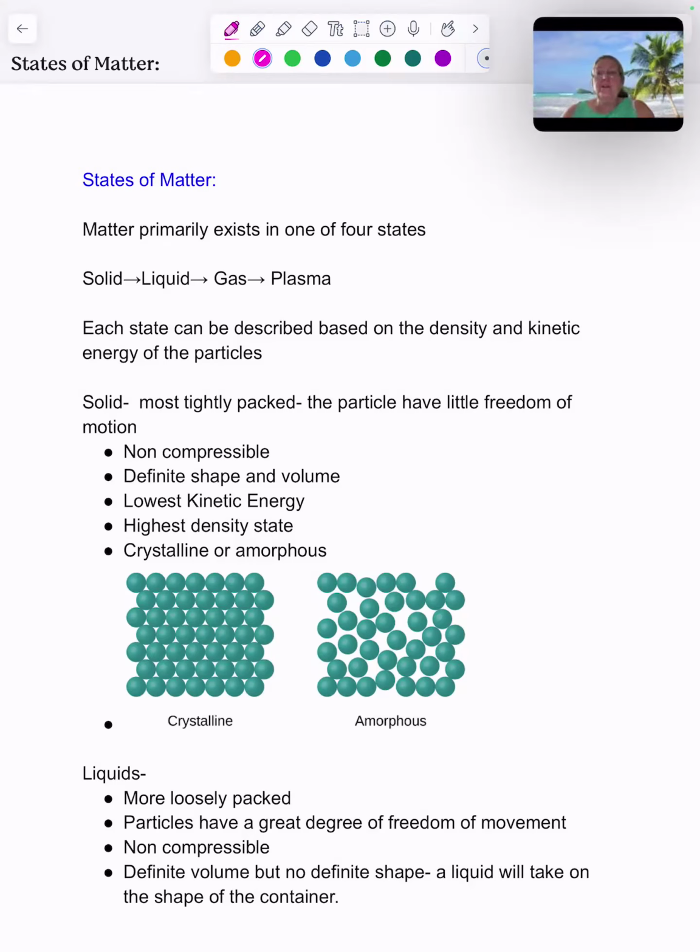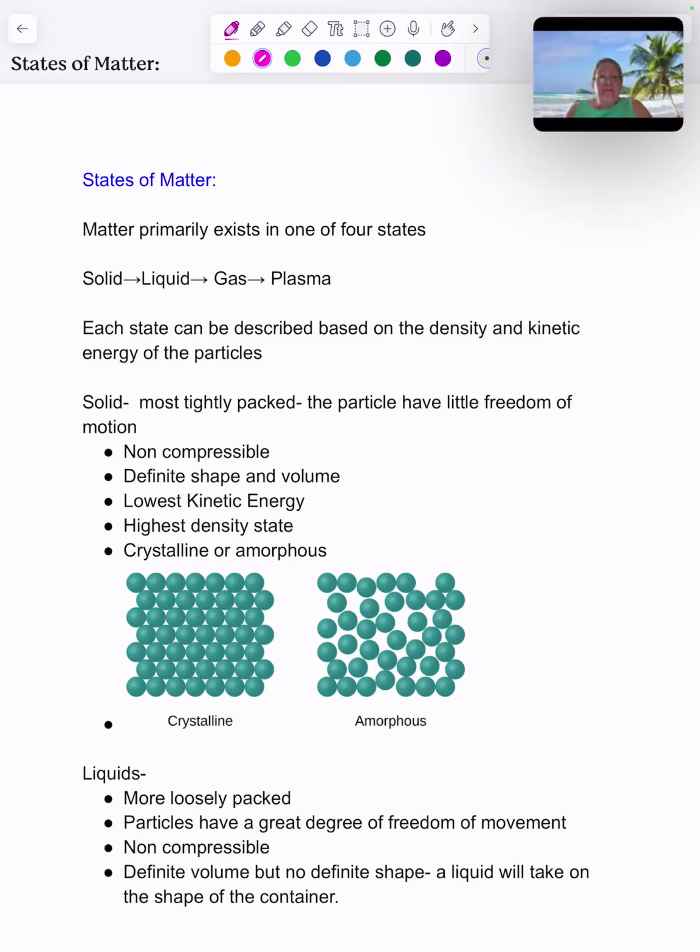When we look at a solid, these are the most tightly packed particles. The particles have little freedom of motion. Solids are considered to be non-compressible because if you look at our description here of a solid, there's no real space between the particles. They're jiggling in space. Yes, they are moving, but they're not moving very much. They're kind of locked in place. It's like students sitting in their desks, not moving. This is the lowest kinetic energy state, and it's the highest generally of the density states because the particles are most tightly packed. If you remember, or you will get to in a future video, depending on what order you're watching these, density is a measure of how tightly packed things are.